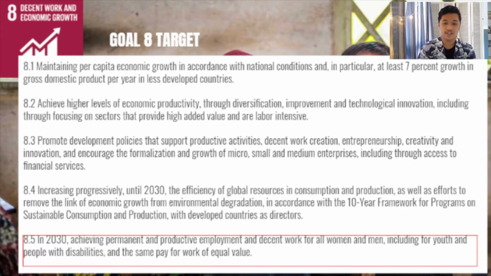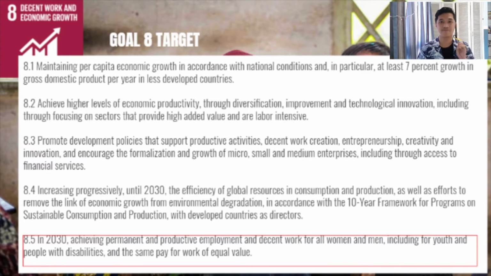Okay, now we're gonna discuss the goal 8 targets, which has roughly 10 targets. The first one is to maintain economic growth of at least 7% in GDP. The second one is to achieve higher levels of economic productivity and provide high added value and labor intensive work. The third one is to promote development policies that support productive activities. The fourth one is until 2030, we want to progressively increase economic growth, and in 2030, we want to achieve permanent and productive employment for all men and women.